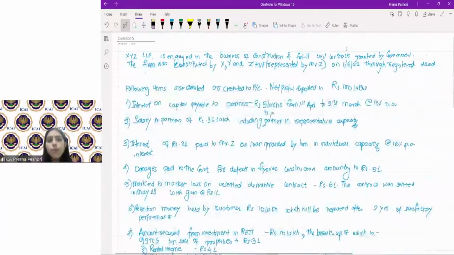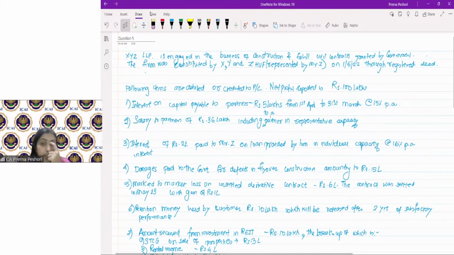So you're required to compute the total income. First, copy the question. Yes, Shanvi, the sale proceeds for import entitlement was credited to the P&L. Yes.